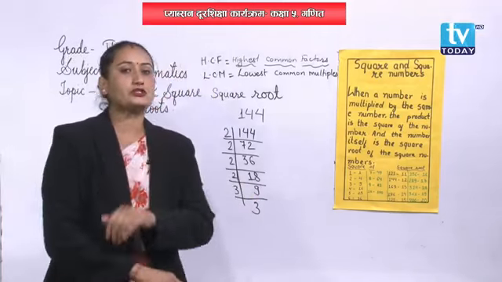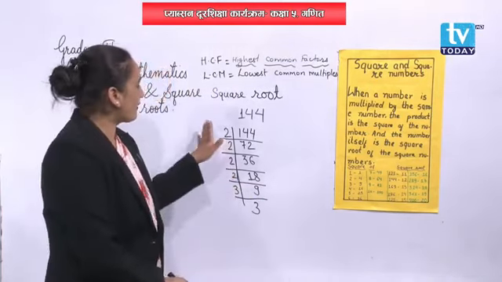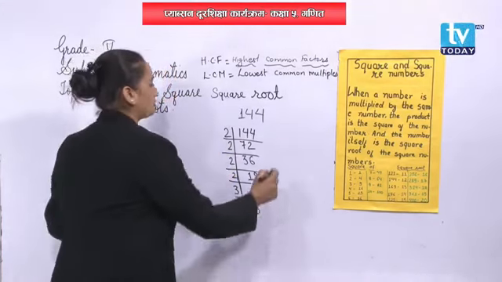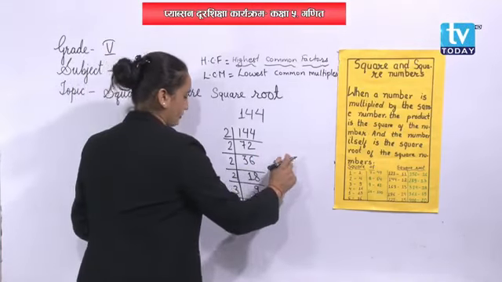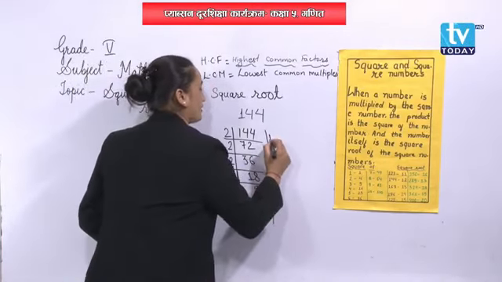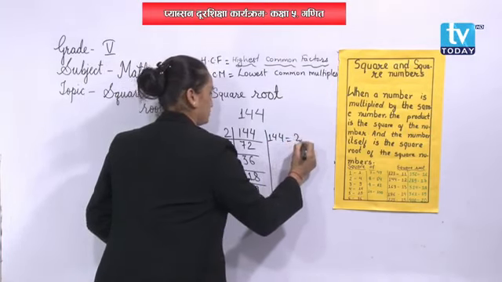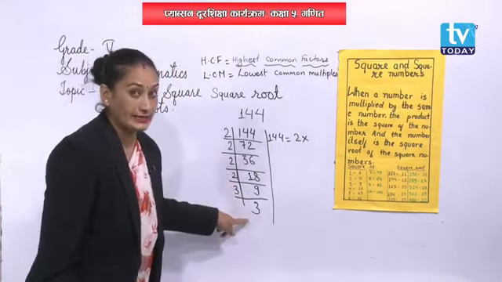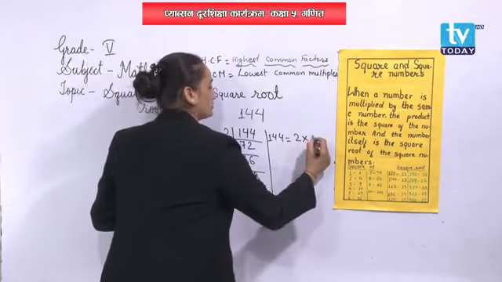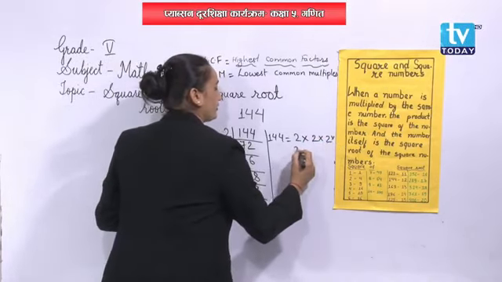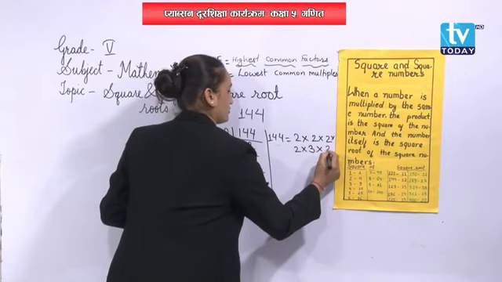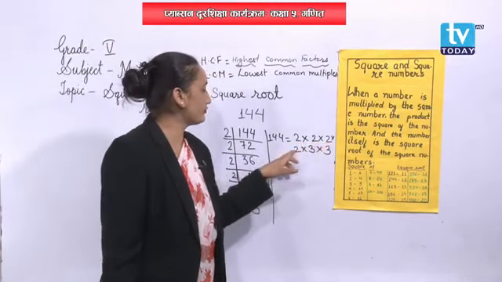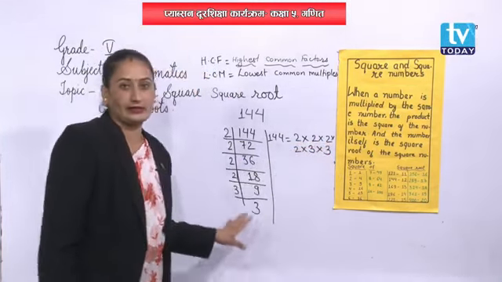Okay. Now, students, first of all, write down all these numbers in the form of multiples. How to write? Okay, I will write over here. Now, see, 144 equals 2 into 2 into 2 into 2 into 3 into 3. Go on writing. Okay, let's count. 4 times 2, and 2 times 3.